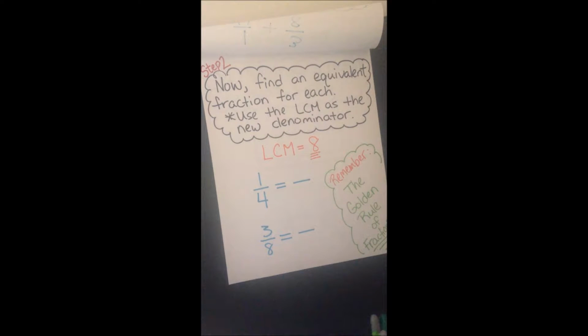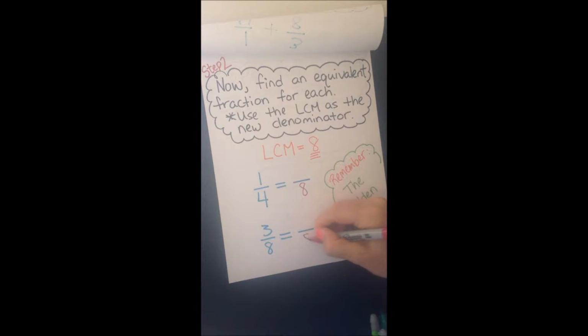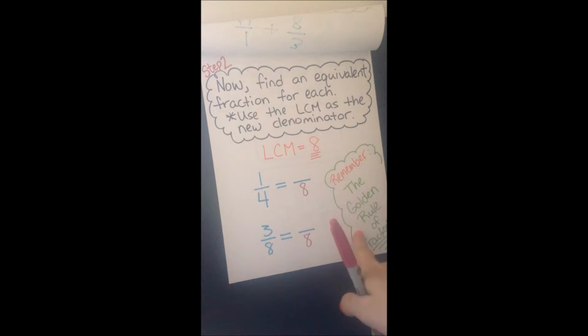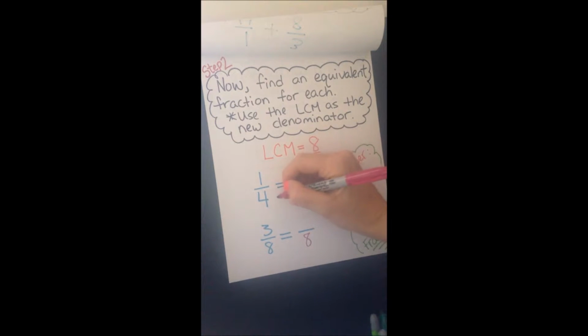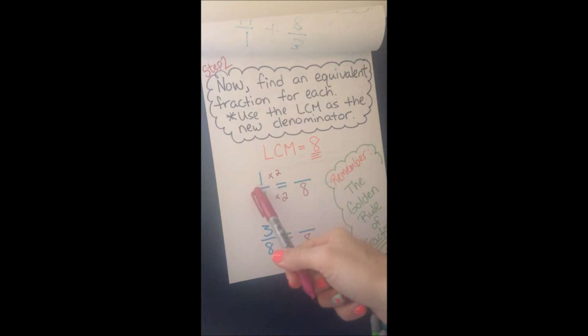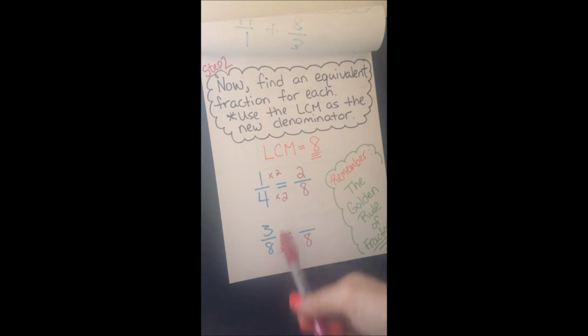Now, we need to find an equivalent fraction for each, using the LCM as the new denominator. Remember, our LCM is 8, so I can write that in to our denominator for our new fractions here. Remember, we need to show our work, and the golden rule of fractions helps us to do that. How do we get from 4 to 8? We multiply by 2. And the golden rule of fractions says whatever we do to the denominator, we have to do to the numerator. So I'm going to multiply by 2 up here. And when I multiply 1 times 2, I get 2. How do I get from 8 to 8? Well, that's the same number. What I'm really doing, though, is multiplying by 1. And I want to show my work because that's keeping good practice. So 3 times 1 equals 3.